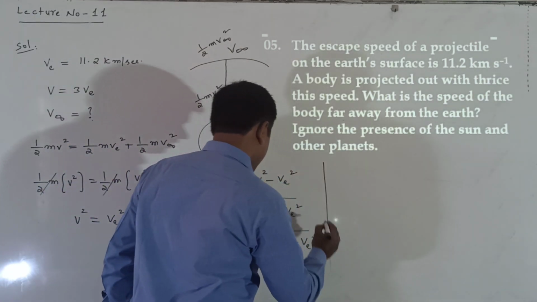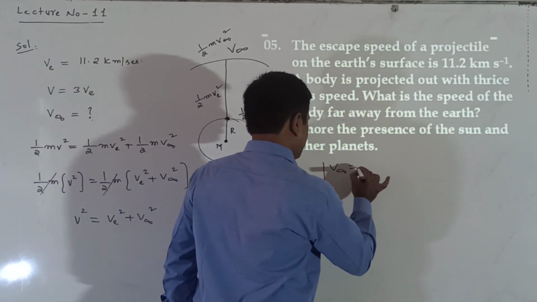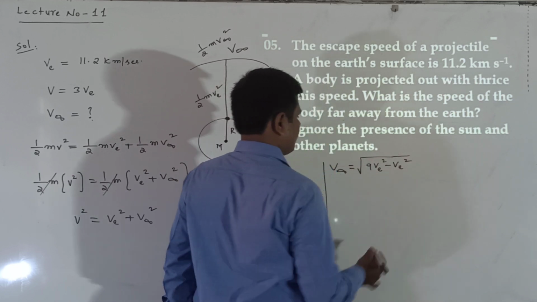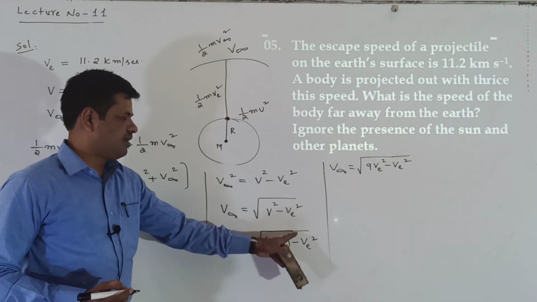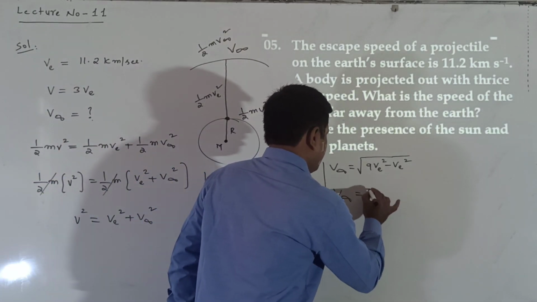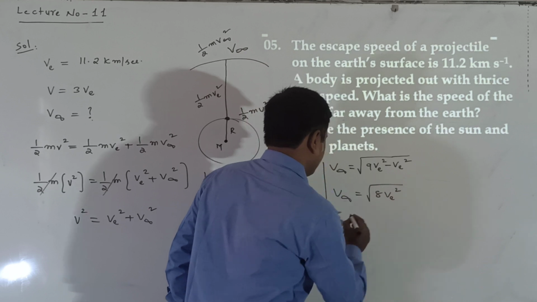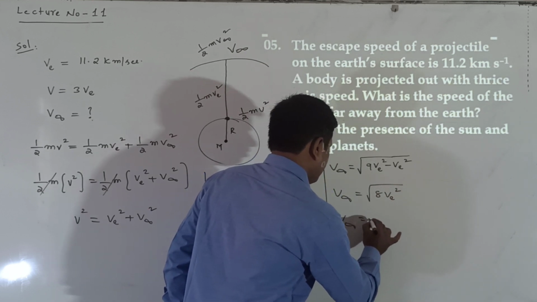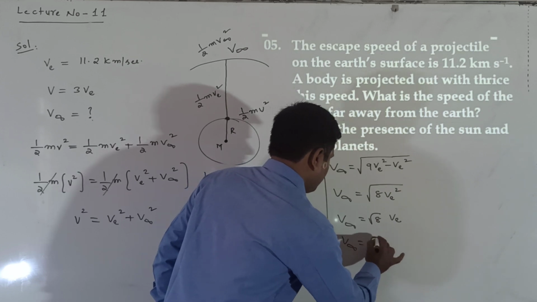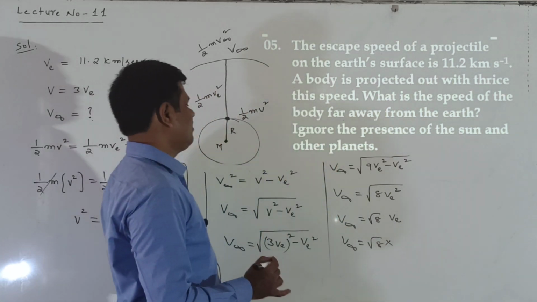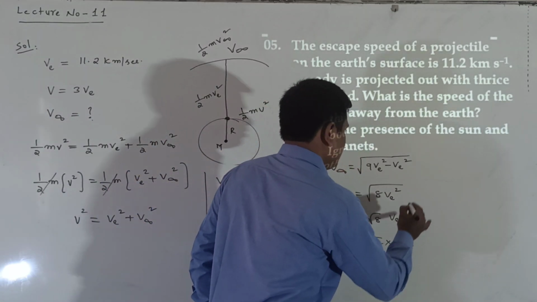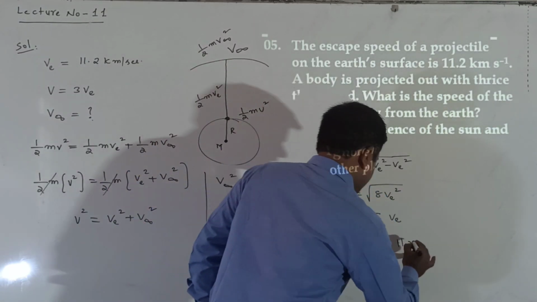So what are we getting here? V infinity is equal to under root of 9V square minus V square. 3 3s are 9, V square. So v infinity is equal to under root of 8V square, that is root 8 into V. The V value is already given, that is 11.2 kilometer per second.